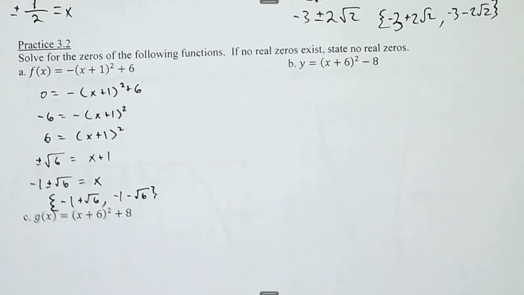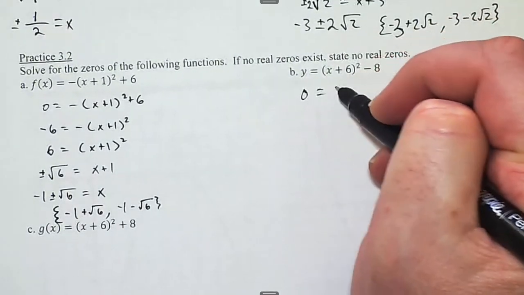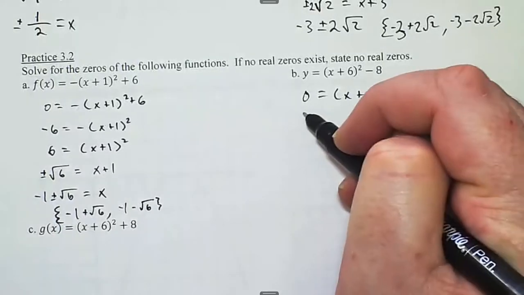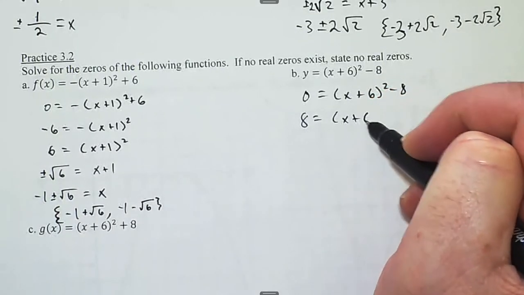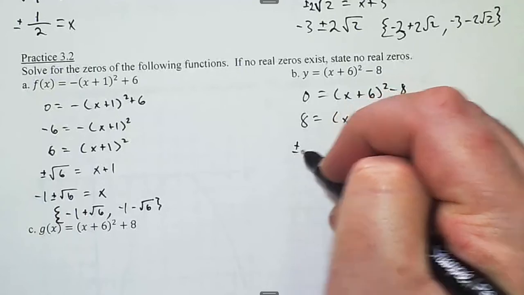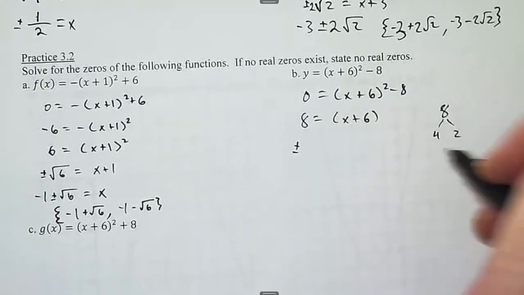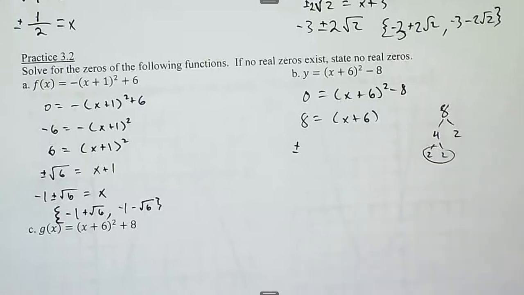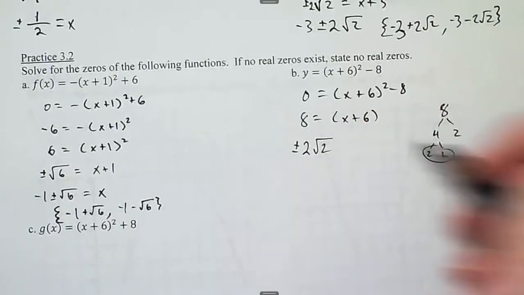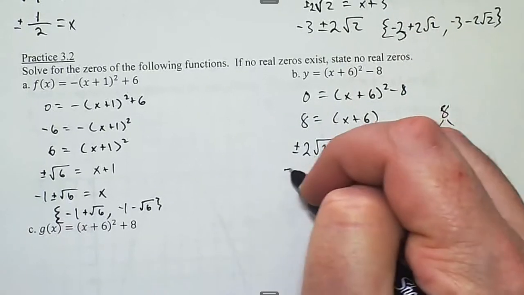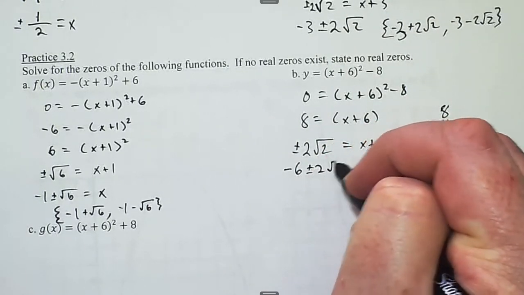All right, let's take a look at the next one. We're going to again set it equal to 0. I'll add the 8 over and take the plus or minus square root of each side. Now, the square root of 8 can be simplified because 8 is 4 times 2. So there's a pair of 2's there. So there's a 2 on the outside and 2 on the inside. And I'll subtract the 6 over, so it's negative 6 plus or minus 2 root 2.